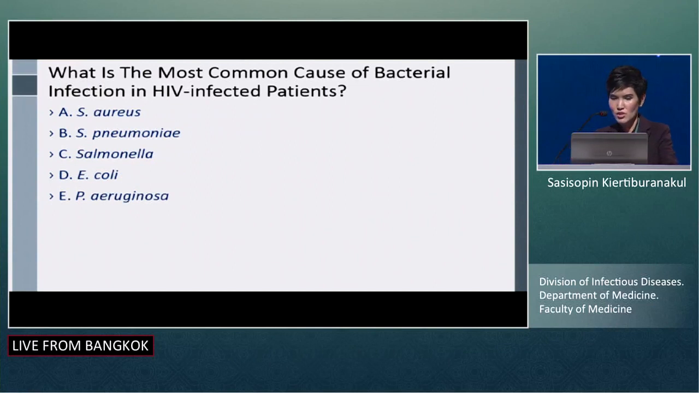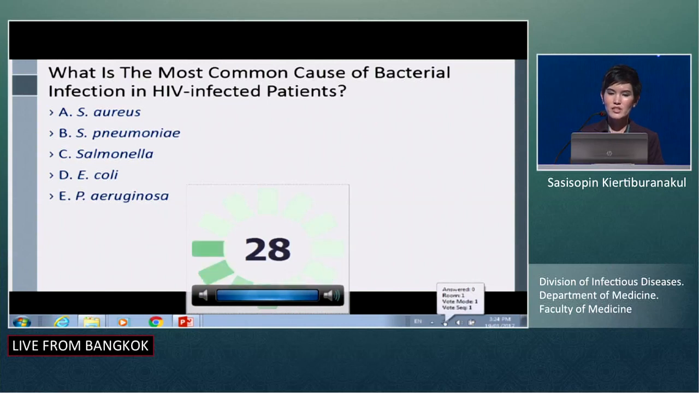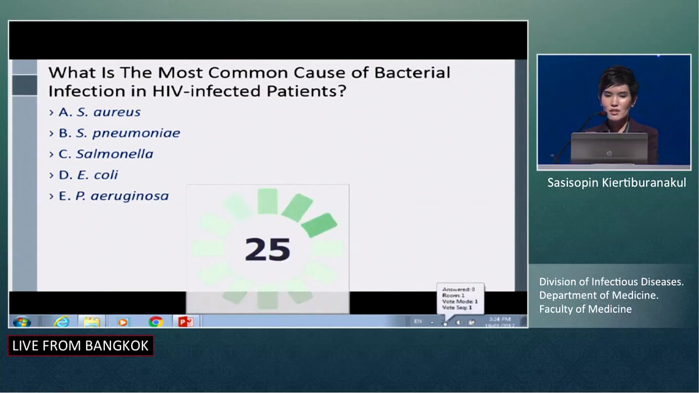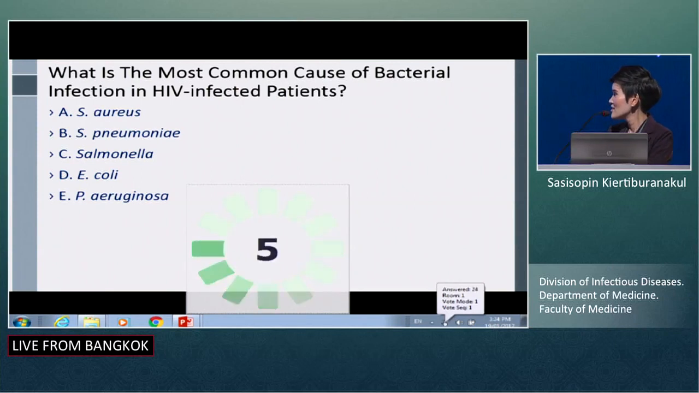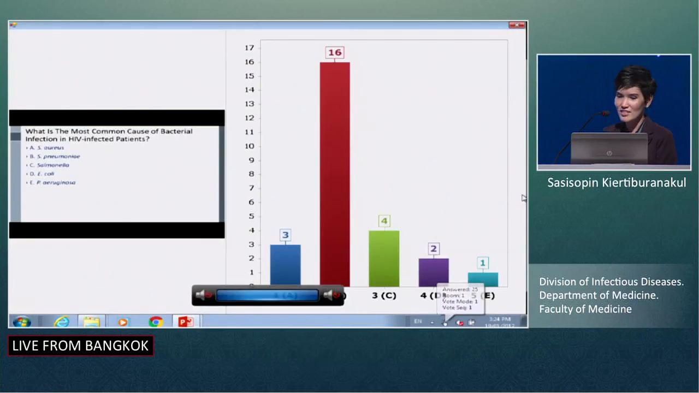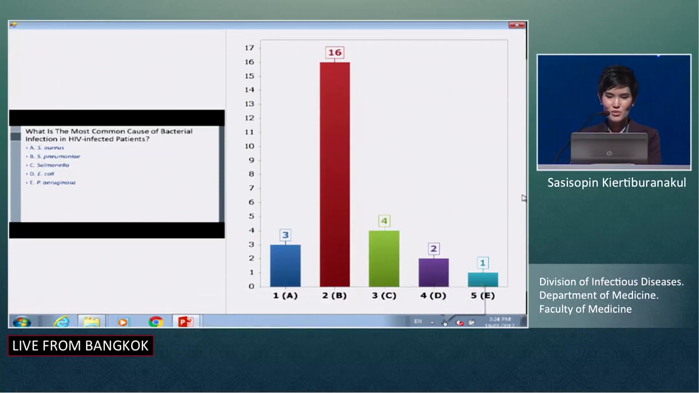First of all, I would like to begin with my question. Can you guess what is the most common cause of bacterial infection in HIV-infected patients? The choices are Staph aureus, Strep pneumo, Salmonella, E. coli, and Pseudomonas aeruginosa. I think next time 15 seconds is enough. Okay, most of you answered Strep pneumo, followed by Salmonella. I will not give the answer now. You will know the answer at the end of my talk.